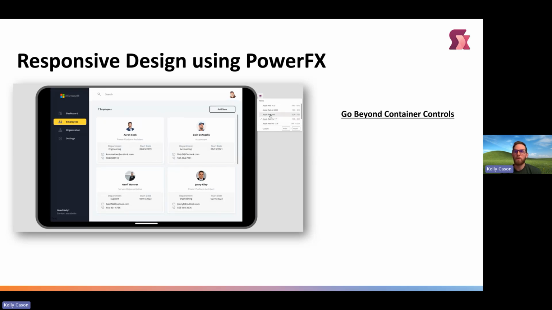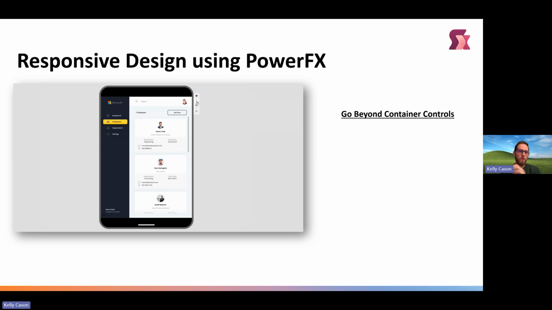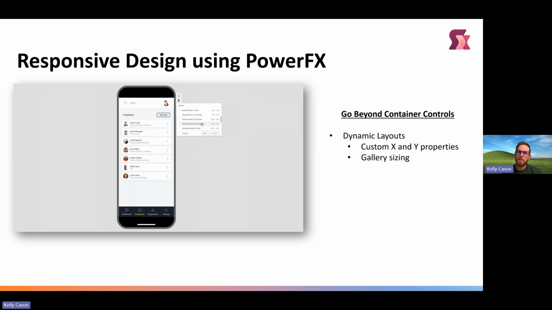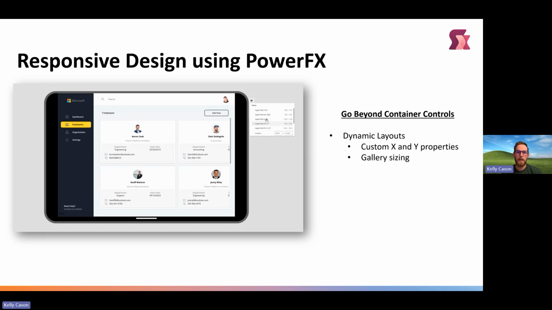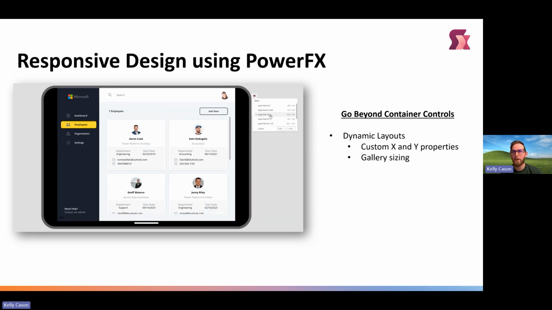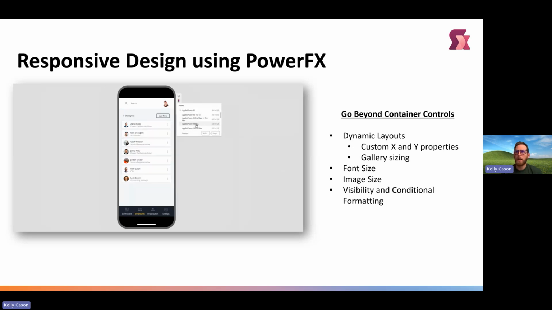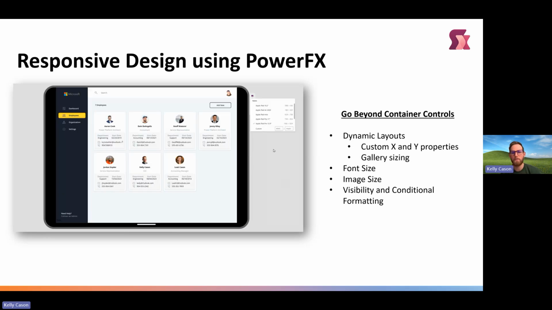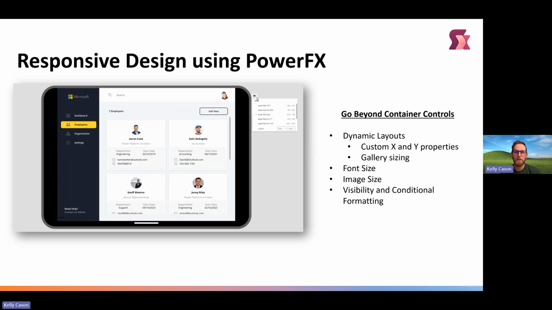And so there's a couple different things that you'll want to incorporate into your development that go beyond the default container controls, which are extremely powerful and helpful. But we'll talk about how you can supplement that with Power Effects today to do things like dynamic layouts going beyond screen templates. So custom X and Y properties, custom gallery sizing, thinking about font size as it changes from screen to screen, device to device. Same thing with image size, as well as visibility and conditional formatting. So hiding and showing things based on conditions to make the experience really seamless for the end user.